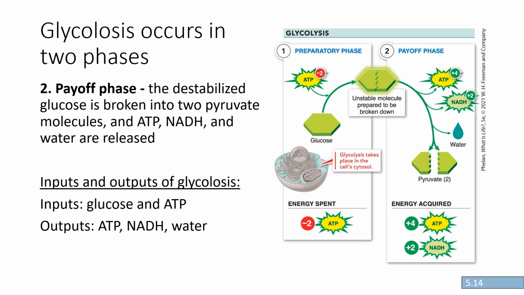Then we have the payoff phase of glycolysis. That destabilized glucose is broken into 2 pyruvate molecules, and we produce more ATP than we used to break that glucose apart. We also produce a couple other things. Remember that water is one of the byproducts of cellular respiration. When glucose is broken into pyruvates, we also produce and release some water. We also produce a molecule called NADH.